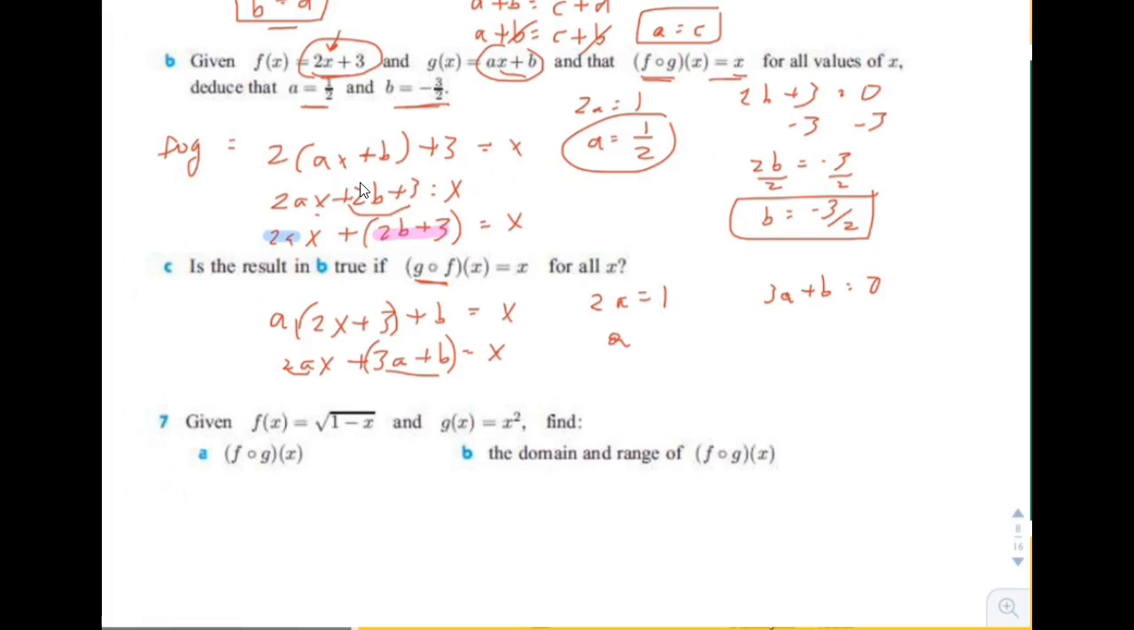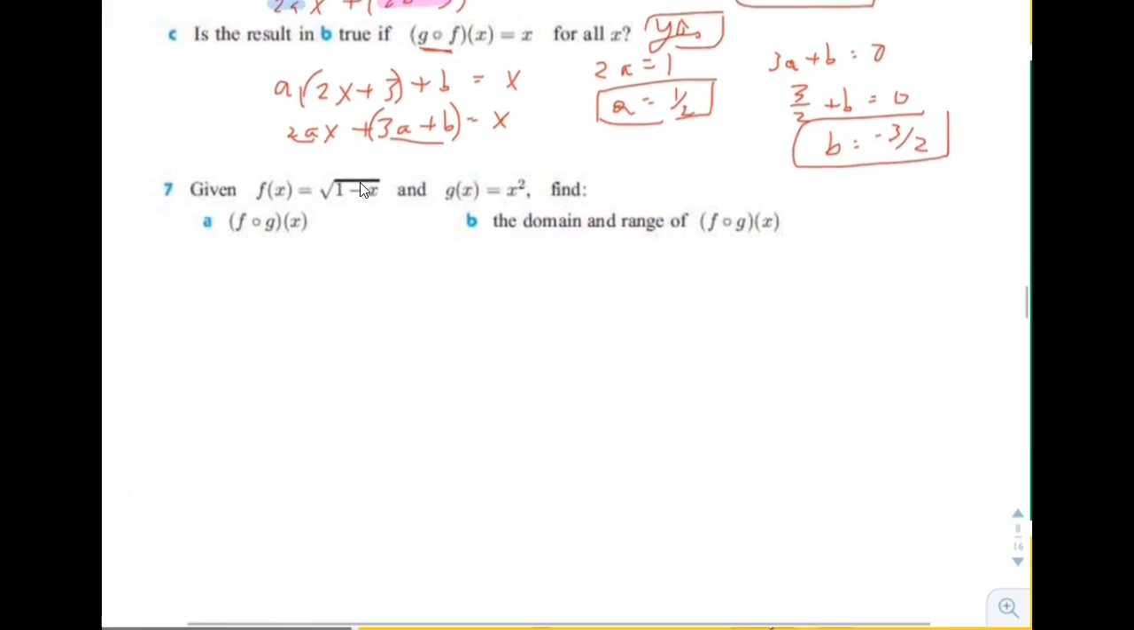So a is equal to 1/2. And b is equal to, let's see, 3/2 plus b equals 0. So b is also equal to negative 3/2. Yeah, same result. Okay, so yes, it's fine. This is the last one.